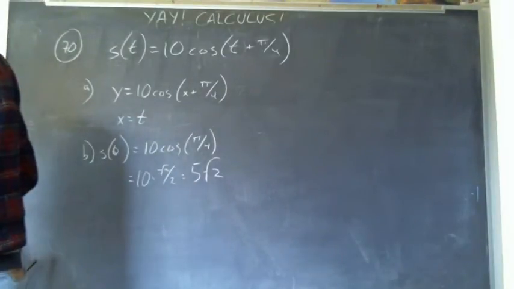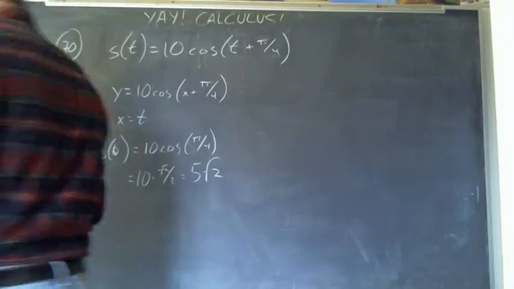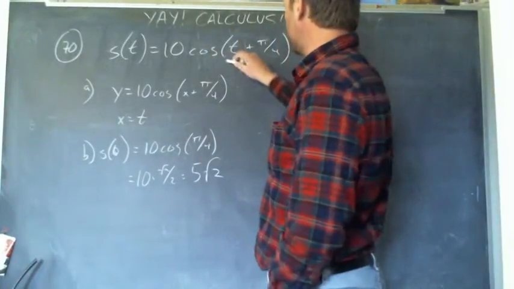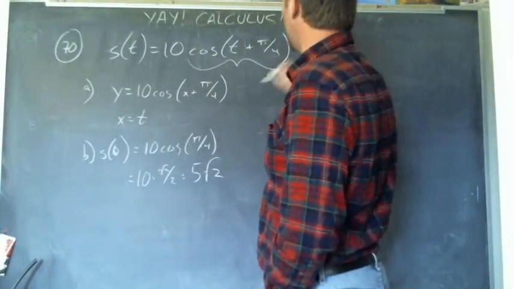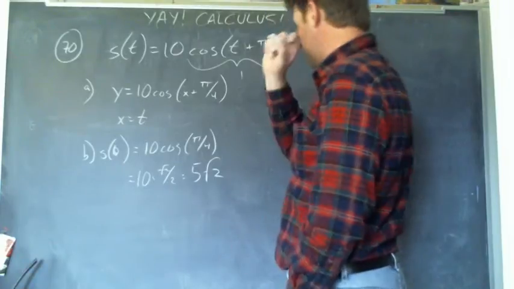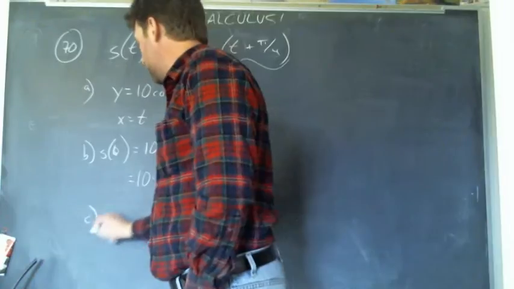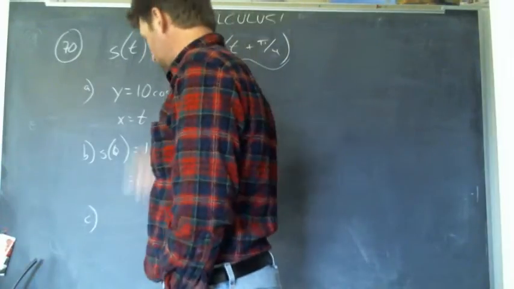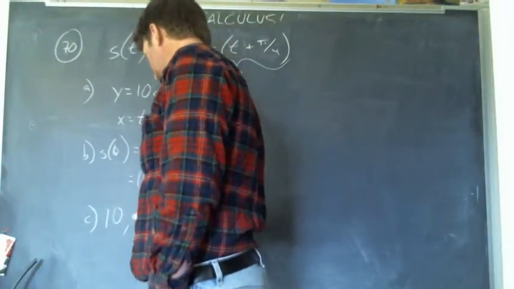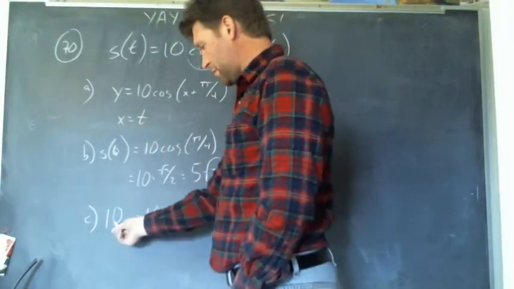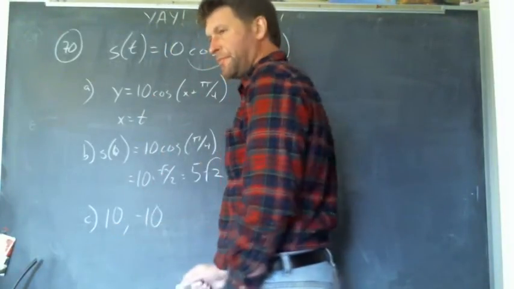What points reached by the particle are the farthest to the left and right of the origin? All right, so cosine is going to max out at 1 and be a minimum of -1. So we're going to go all the way up to 10, all the way down to -10, or 10 to the right and 10 to the left.